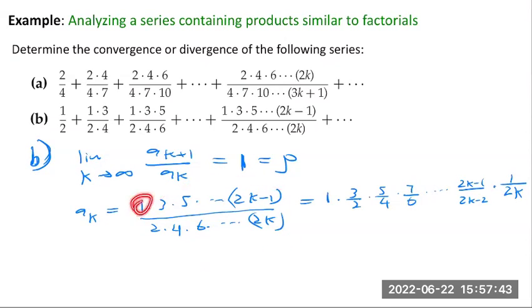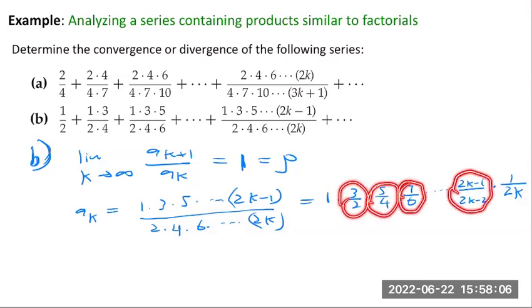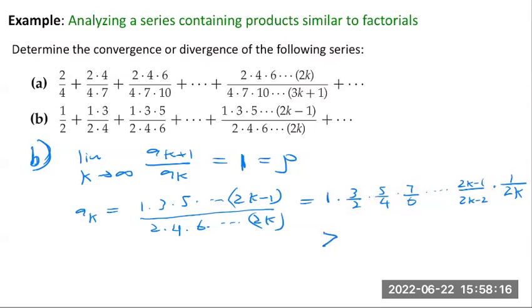I combined this one, I separated it out, and then 3 over 2, 5 over 4, and then 7 over 6, 8 over 7, so on and so forth, 2k minus 1 over 2k minus 2. And finally, you have 1 over 2k. This term should be there. So now, as you can see, all these terms are bigger than 1. That means if I replace all these terms by 1, I should get a smaller quantity, right? This should be greater than 1 over 2k.